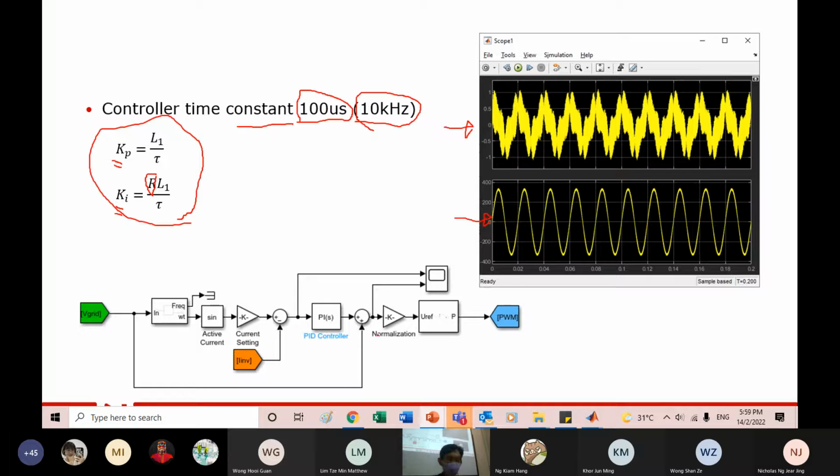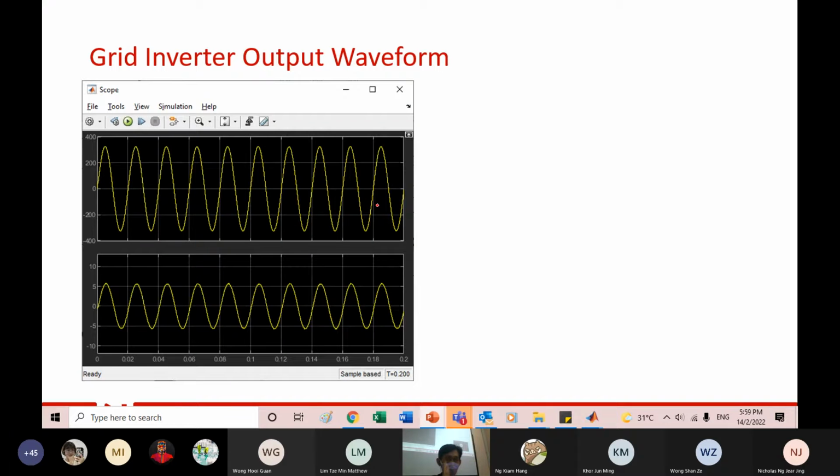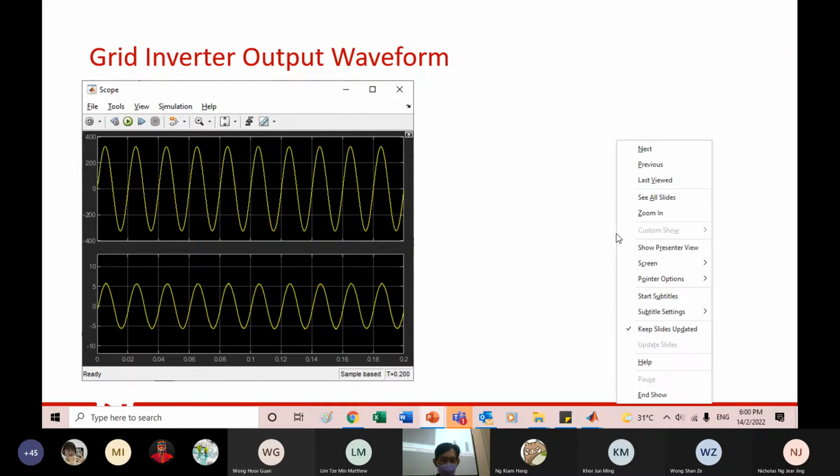And then of course after normalization, it can be used to modulate the SPWM and then go and switch your full bridge. If everything works fine, this is what you see. This is your voltage. This is your current that is injected into the grid. Okay, let's do some simulating.